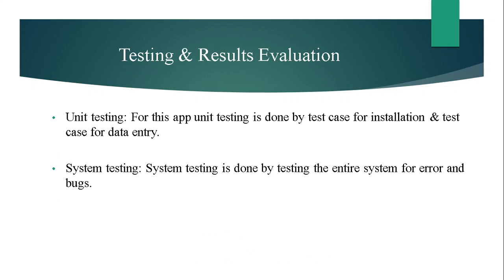Testing and results. Here two type of testings are done. They are unit testing and system testing. For this app, unit testing is done by test case for installation and test case for data entry. As the app does not have login module, so test case for login is skipped here. System testing. System testing is done by testing the entire system for error and bugs.